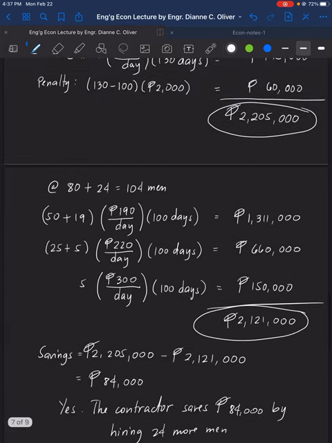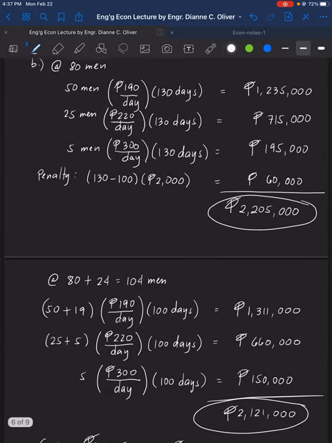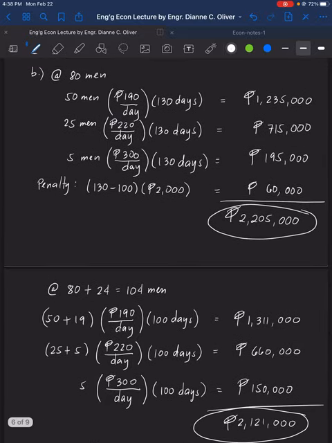So this is how we make decision, we do the decision making, we do it mathematically. So we are being able to compare the two alternatives, the 80 men and the 104 men, and it turns out that we could save money, or the contractor could actually save money by hiring more men. Okay, so that is for example number one.